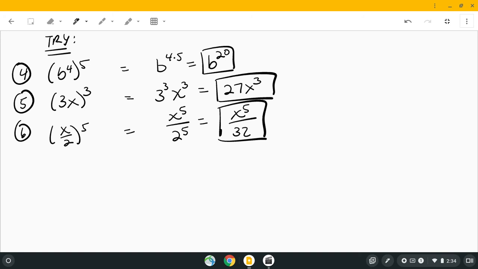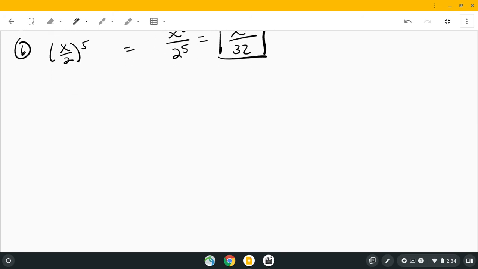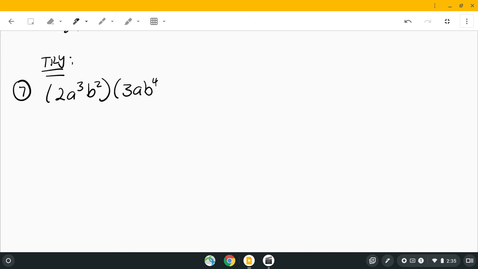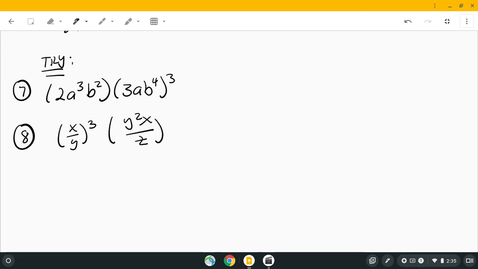Okay, excellent. Again, if you have any questions, make sure you message me. All right, and let's go ahead and try this set. I'll just give you 2 here. Go ahead and try this one: 2a cubed b squared times (3a b to the fourth) cubed. So give that one a try, and go ahead and give this one a try: y squared x all over z raised to the fourth power. Okay, hit that pause button and come back to check your answers.